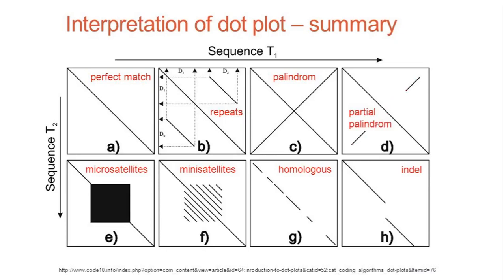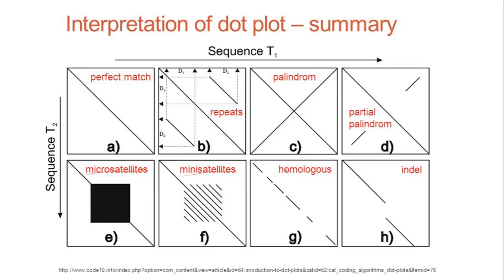Or if one of the diagonals is missing in between, you can say that these two sequences are partial palindromes of each other. Okay. You can also detect if the sequence contains microsatellite or minisatellite regions. Okay, these satellite regions are the regions in your DNA molecule which contain repetitive DNA. Okay, and depending on how the sequences are repeated and the length of the repetition, you can classify them as microsatellites and minisatellites.